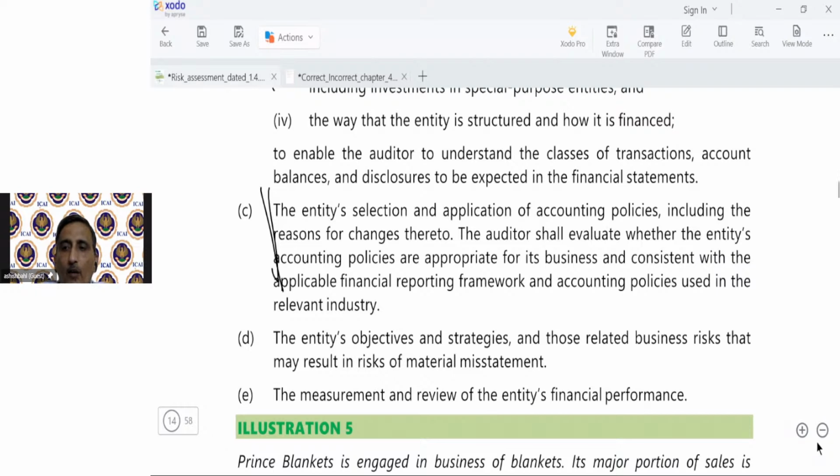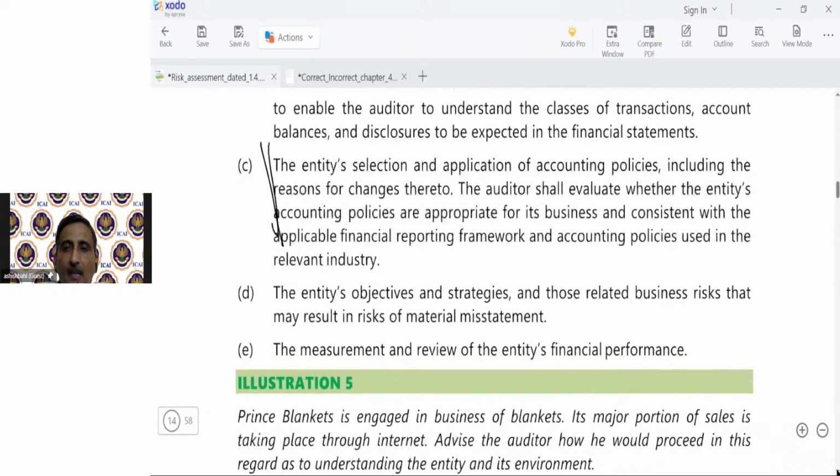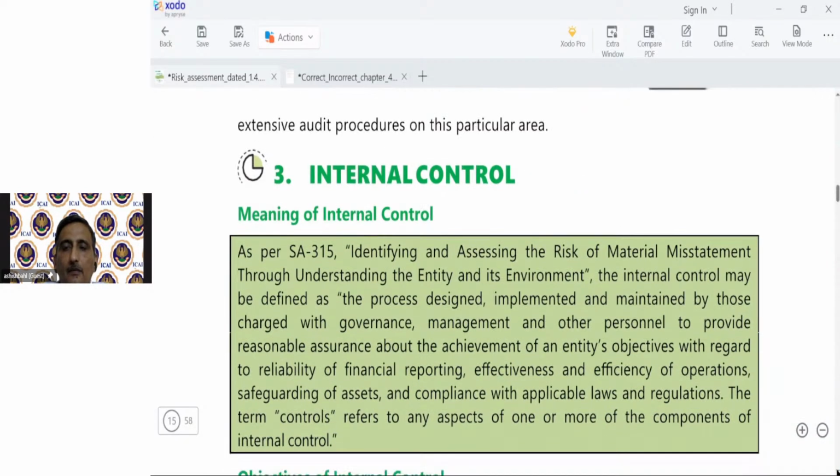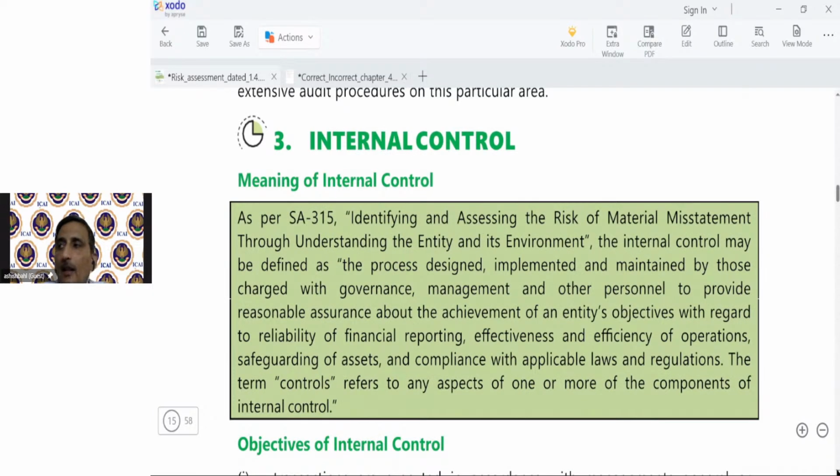So now we shall be coming to our next topic in this chapter, that is internal control. But before we start internal control, Kiran Shukla is asking, please tell us how to write answers to theory questions. So yes, Kiran Shukla, I will also try to give you a practical example at some later stage.